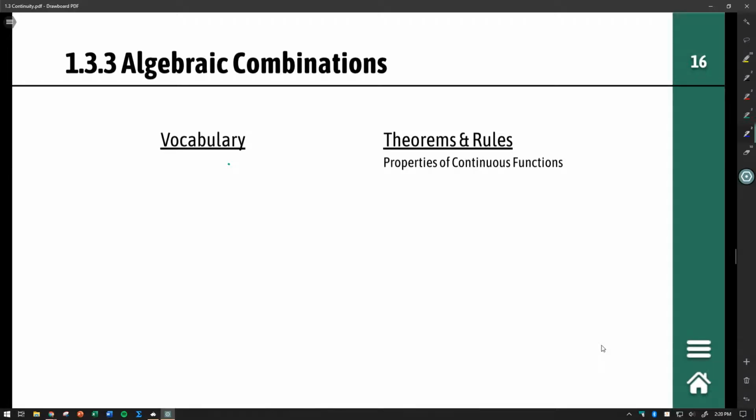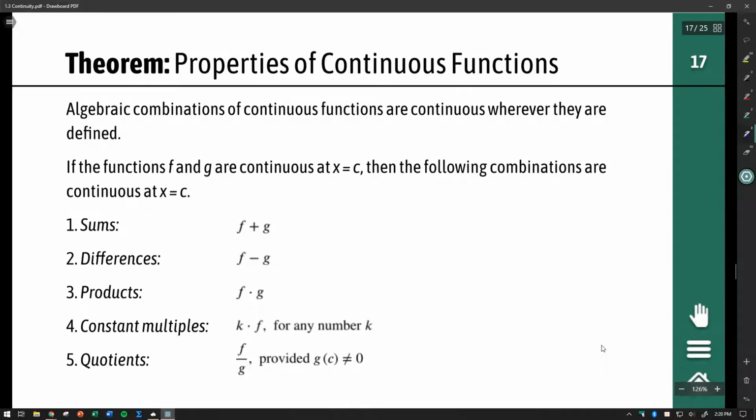We're going to look at 1.3.3 algebraic combinations, and we're also going to take a look at 1.3.4 composites. But in 1.3.3, no new vocabulary, but we do have one rule. It's properties of continuous functions. So that rule goes like this. Algebraic combinations of continuous functions are continuous wherever they are defined.